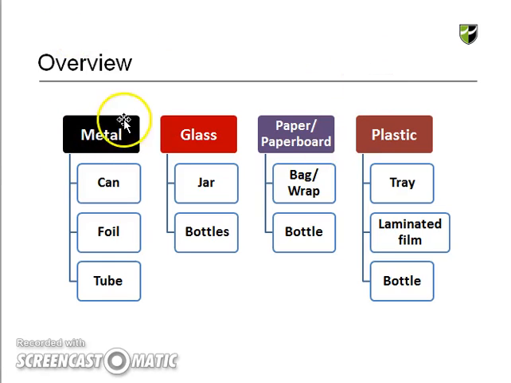Some examples of metals would be can, foil, and tube. For glass, it could be made into jar and bottles. For paper, it could be made into bags or bottles. And for plastic, it could be also made into different shapes and sizes, such as tray, laminated film, and bottle.